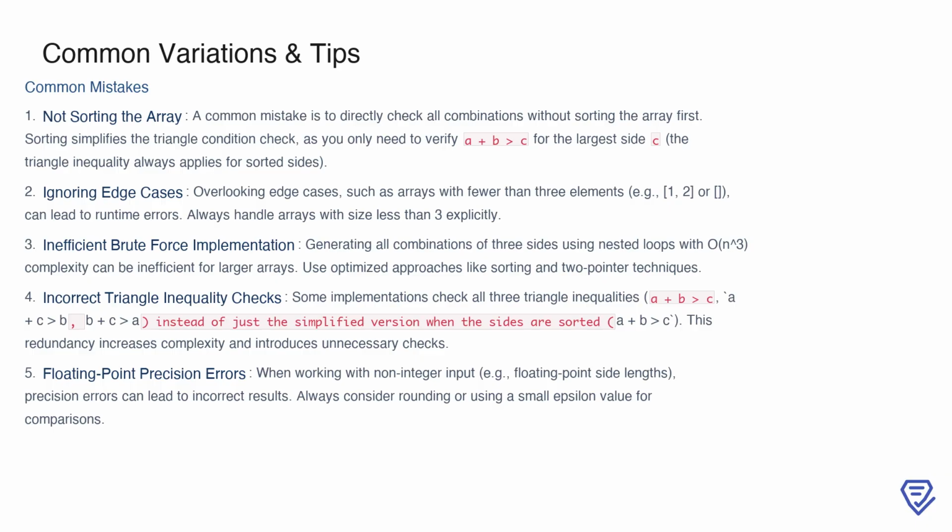Additionally, some implementations unnecessarily check all three triangle inequalities: a plus b greater than c, a plus c greater than b, and b plus c greater than a, which is redundant when the array is sorted. Simplifying to just a plus b greater than c eliminates these extra checks.